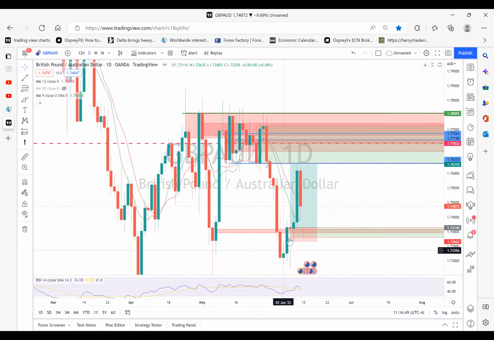Drop, base, drop, right? This came right to our POI and pushed away. If you took this buy scenario, it went right to your take profit.